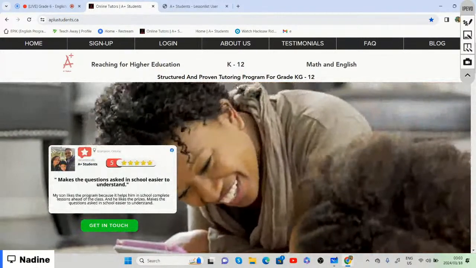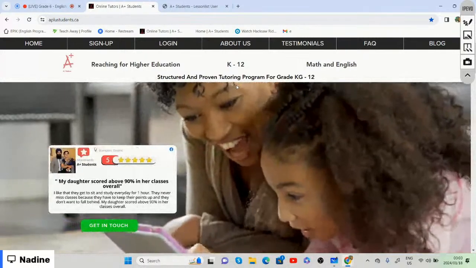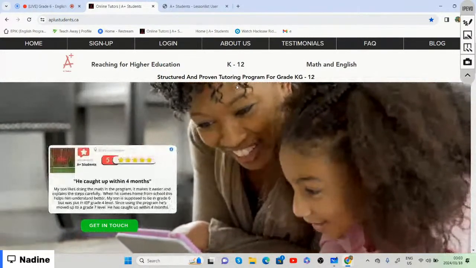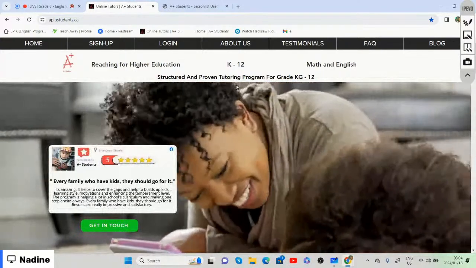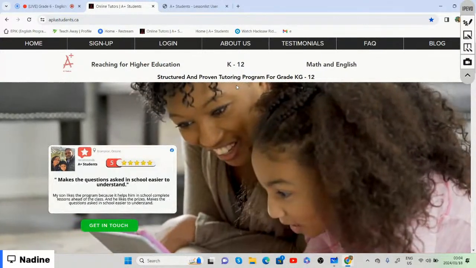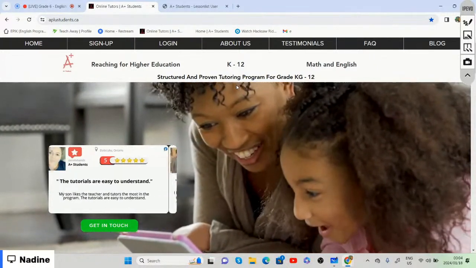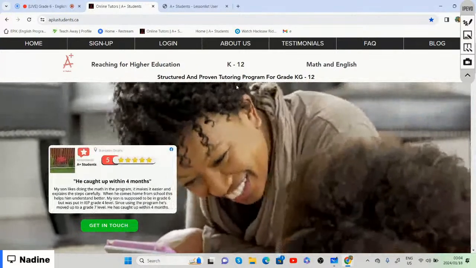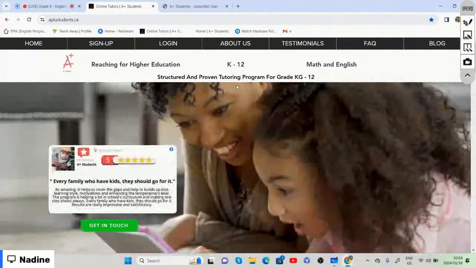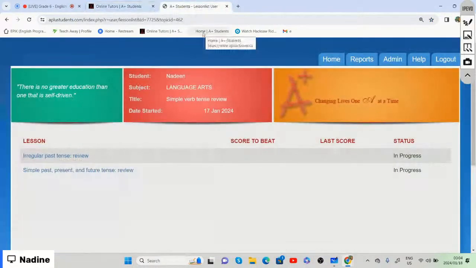Once we've logged on to aplusstudents.ca with our username as well as our password, we're going to select the subject of language arts, grade 6. And then we're going to scroll down until we get to the chapter of simple verb tenses.